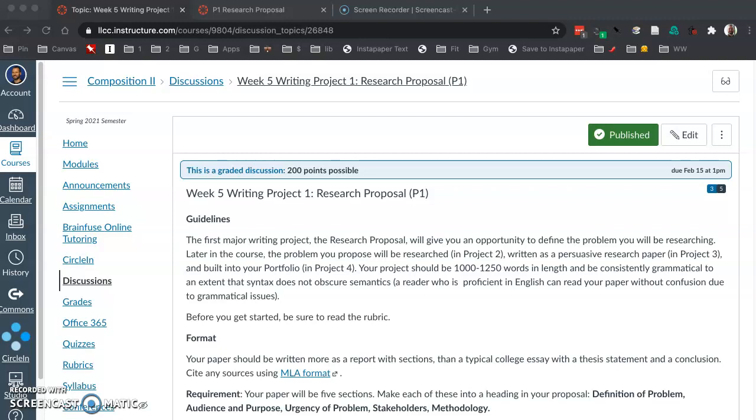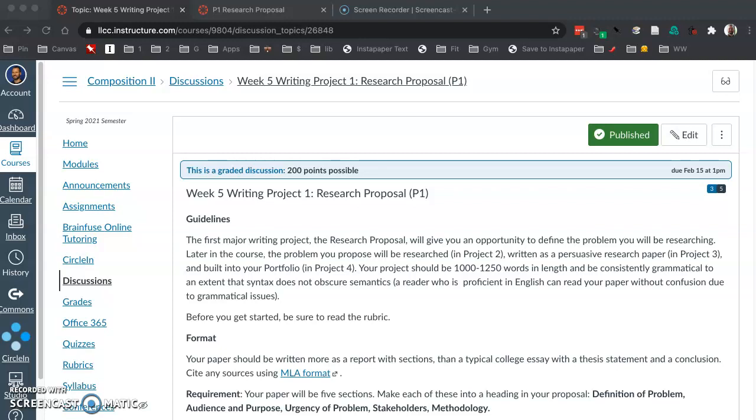Just to put the whole semester into context, the next project after this is where you're going to assemble all the ingredients for your research paper, all the sources for your research paper. In Project 3, that's the actual research paper, and then Project 4 is a portfolio. So that's how this project fits into the semester.